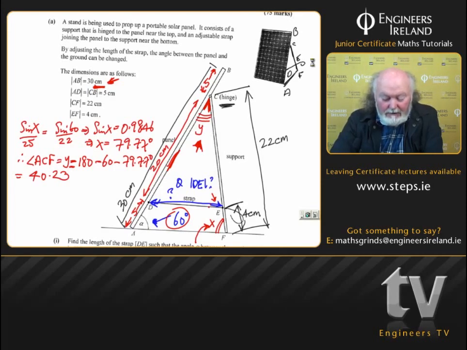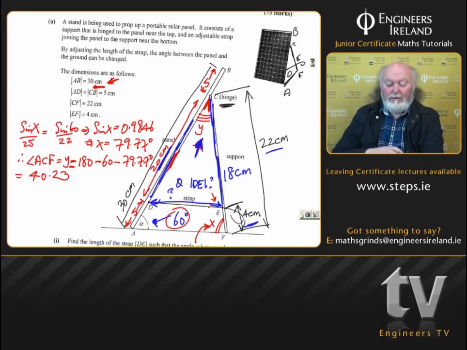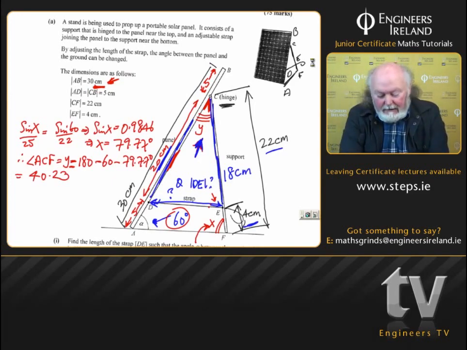This now gives us an opportunity. The opportunity is we have that length, it's 18 centimeters. It's the 22 minus the 4. We also know that length, it's 20 centimeters. So we have two lengths. We have that angle. Notice we do not have a length opposite an angle. So how do we find it? Cosine rule, sine rule. Which?